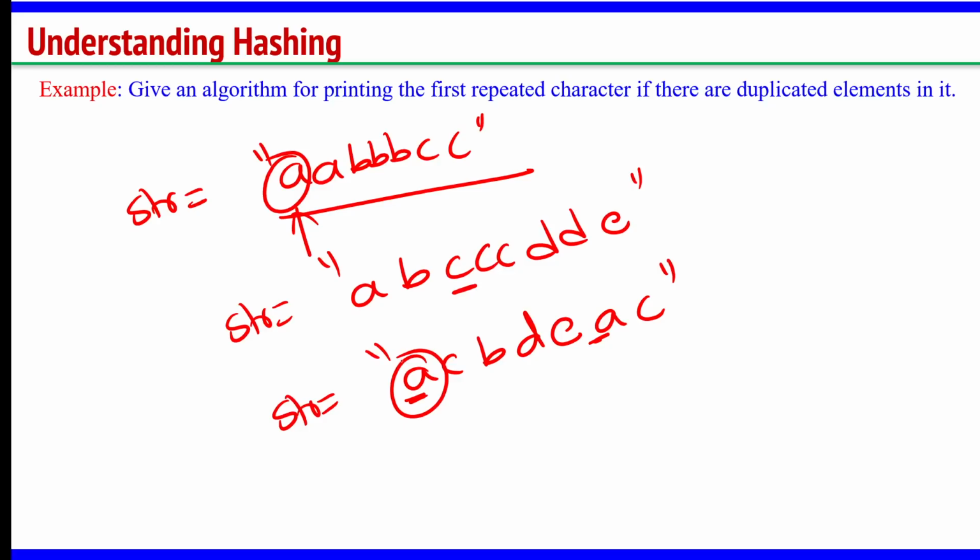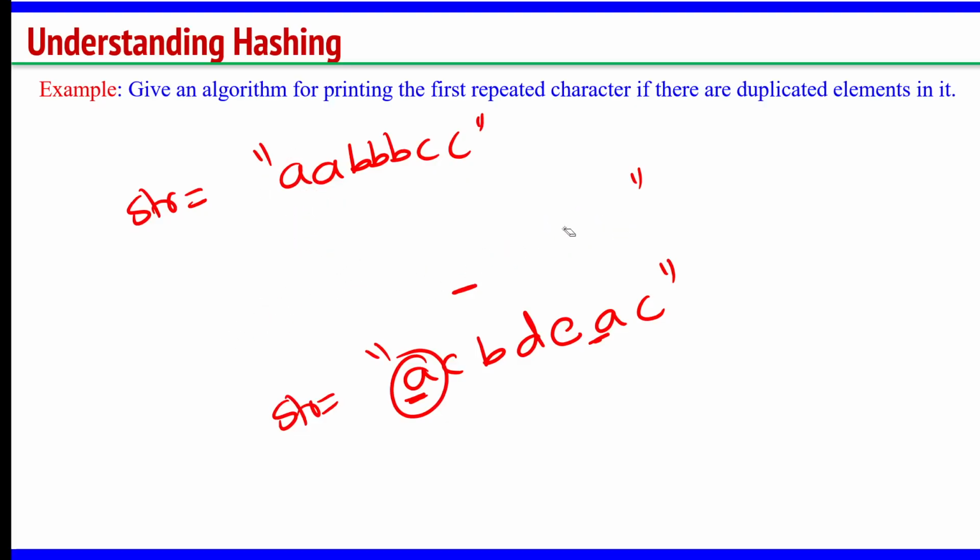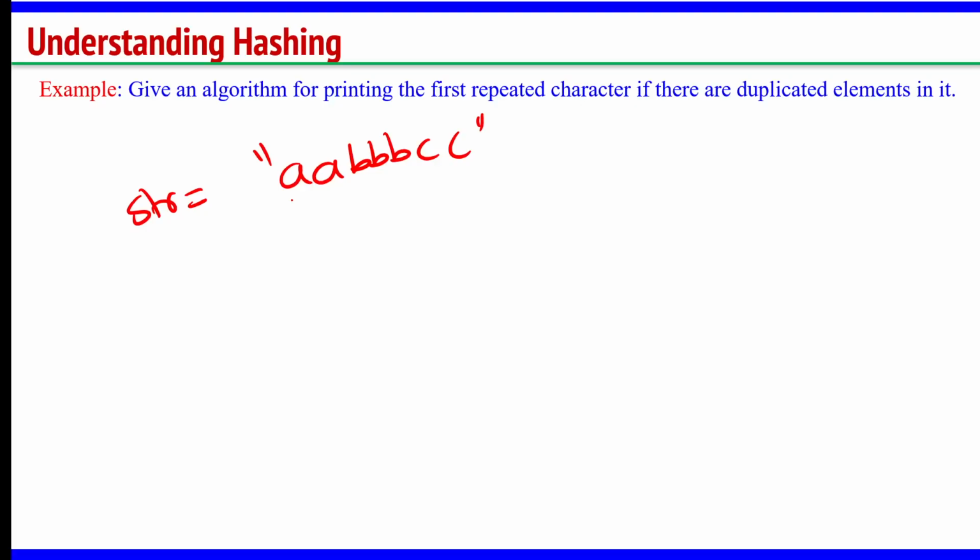How do you solve this problem? One way is, taking this base case as an example, you will iterate over the elements. You take the first element, that is str of 0, and compare it with the elements from index 1 to n minus 1. You check if A is available here. Is A matching with this? Yes, it is matching. You stop there and say A is the first repeated character.